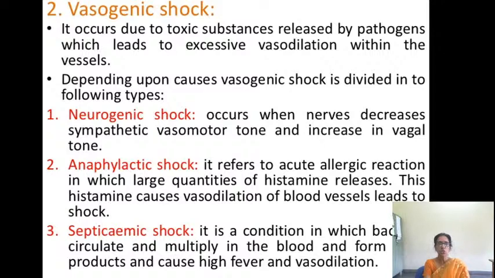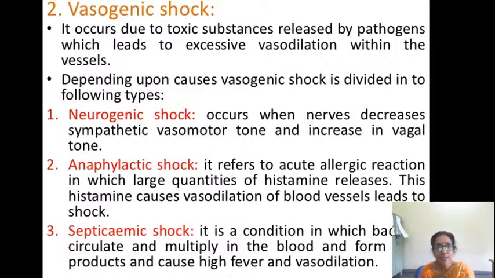The next one is vasogenic shock. In vasogenic shock, because of neural reflexes or toxic substances released by pathogens, there is excessive vasodilatation within the vascular system, within the vessels. This vasogenic shock is a warm shock. Hypovolemic shock is a cold shock.